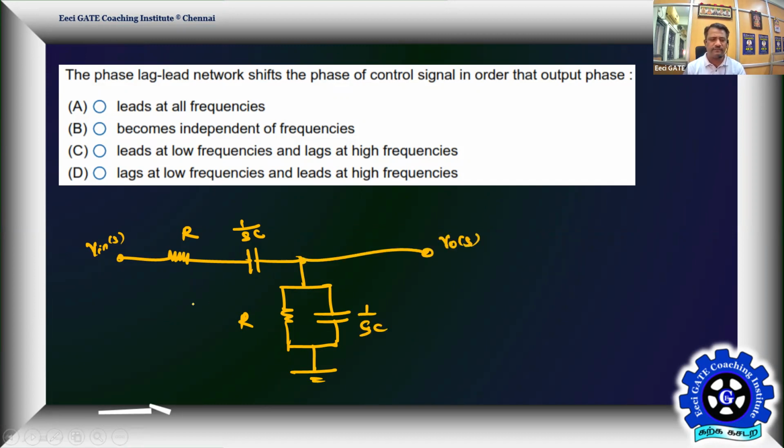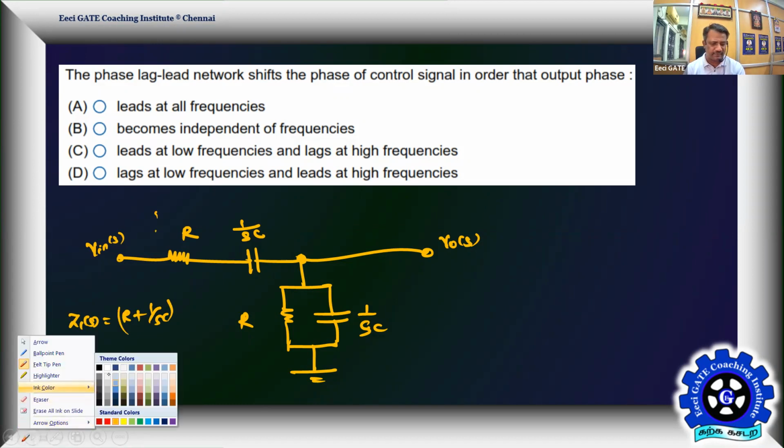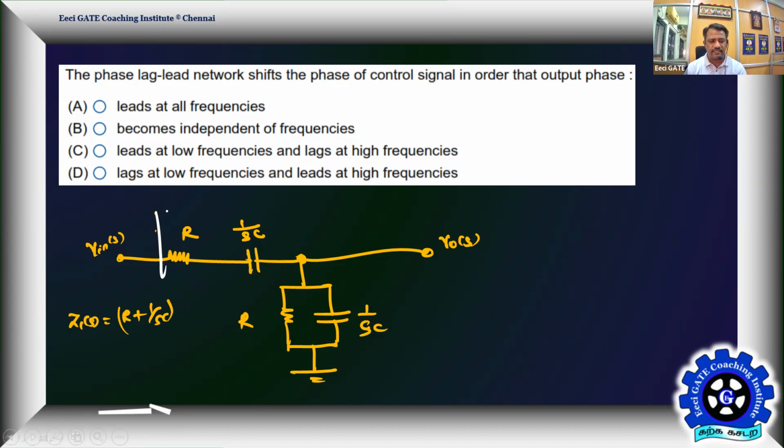You can go for the transfer function. With that, you can conclude things. What happens during low frequency? What happens during high frequency? Something new means you should be capable of beginning from scratch. So take Z1 of S as R plus 1 by SC. So this is Z1, and let this be Z2.